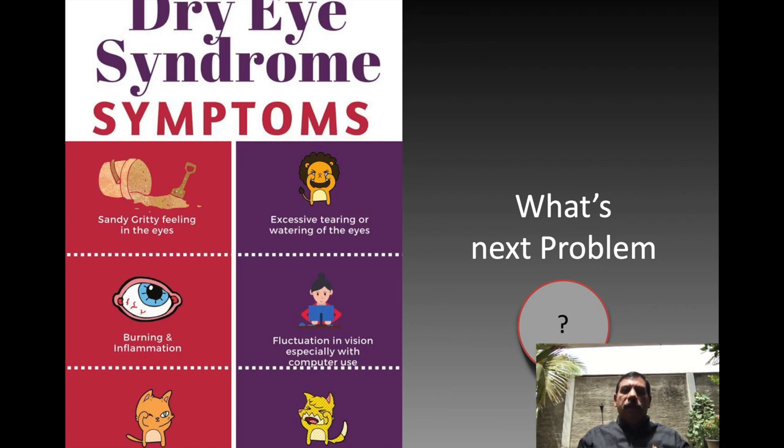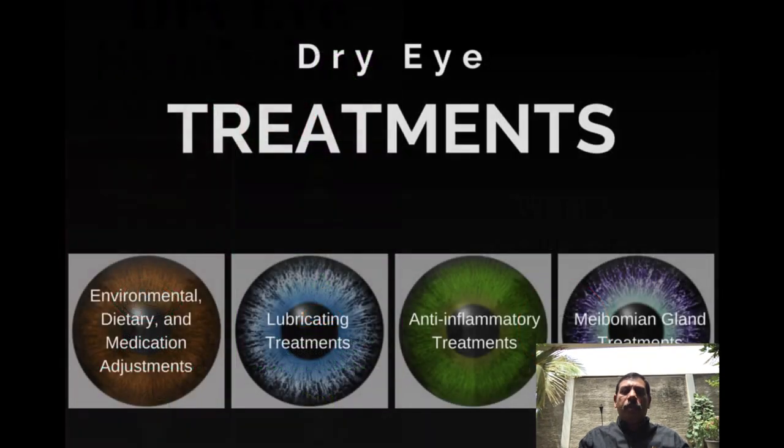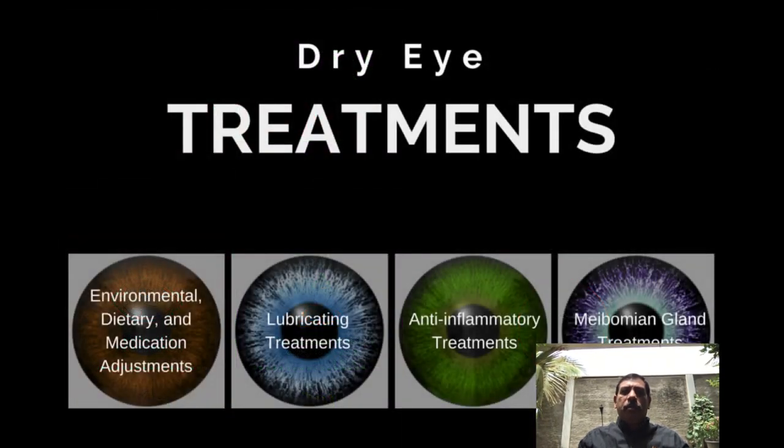Sandy or gritty feeling in the eyes, excessive tearing, burning in the eyes, watering in the eyes as I mentioned earlier, fluctuations in the vision, itching, tiredness, and so on. And once the symptoms keep increasing, you will again get more headache. So what can be done to avoid this problem, or how do we really treat?